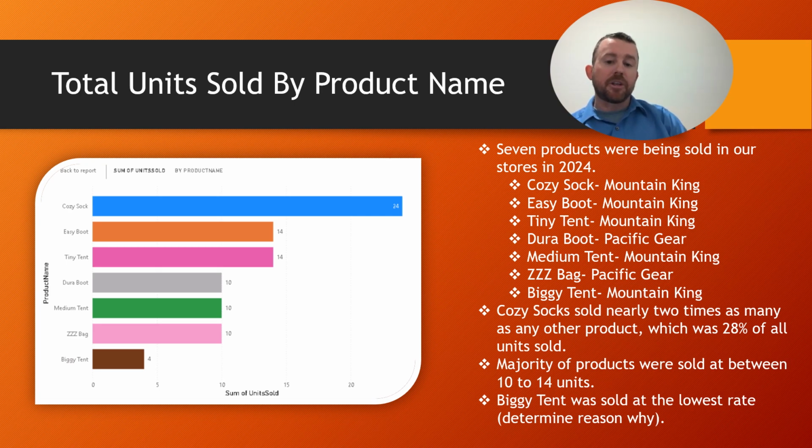So you can see that Cozy Socks sold nearly two times as many as any other products, at 28 total unit sales there, as opposed to say 14 for the closest two. And then you see three of them at 10, and then the last one, the Biggie Tent, at 4, which part of that could be the fact that it is a little bit more pricey, but that can make a little bit of difference in the end, kind of closing the gap on the dollars sold for these products.